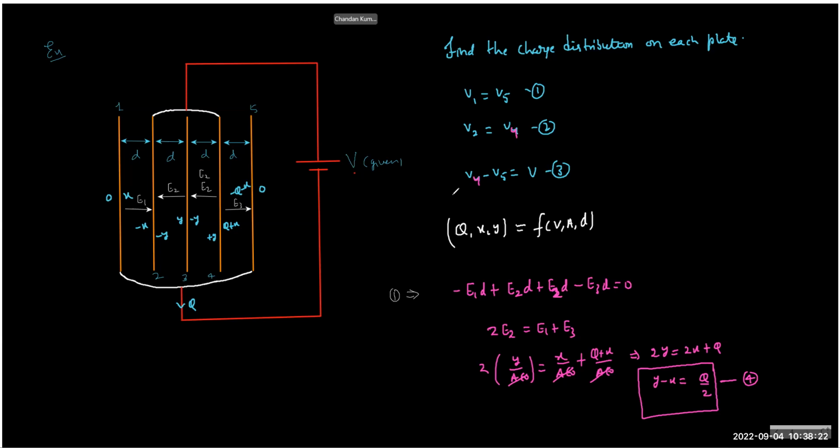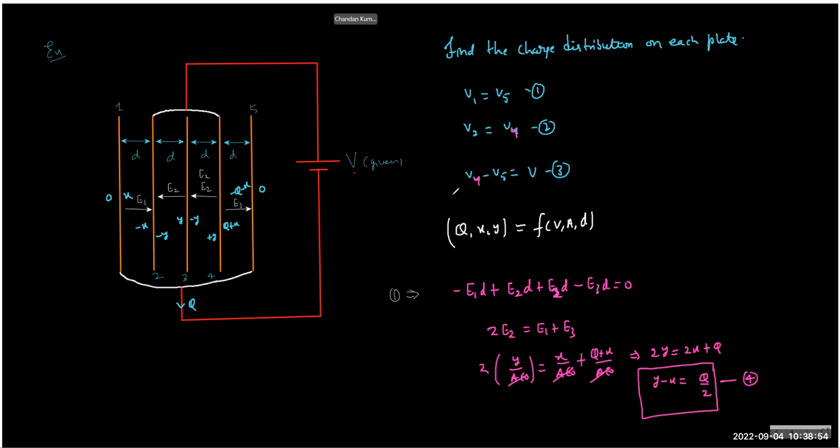Sir, I'm getting Y is 0. Yeah, Y is going to be 0 only. Correct. So now you got everything. Because Y is 0, X is minus Q by 2. That's done.